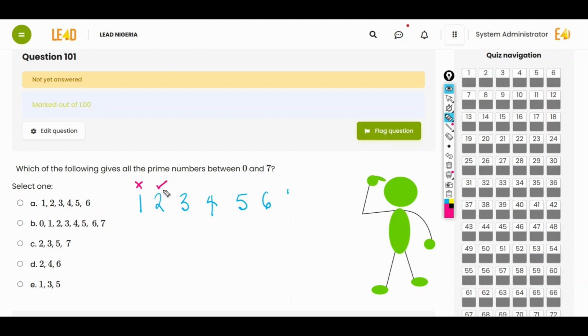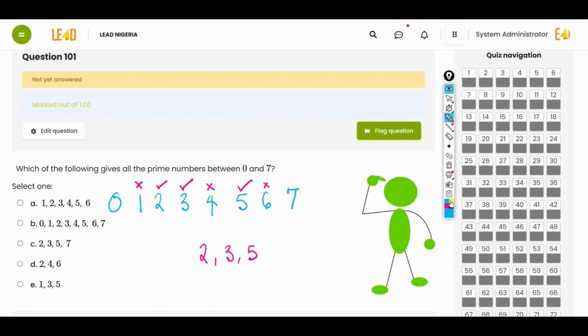2 is a prime number because the factors are only 1 and 2. 3 is a prime number because the factors are only 1 and 3. 4 is not a prime number because it has the extra factor of 2. 5 is a prime number because it can only be divided by 1 and 5. 6 is not, because it can be divided by 2 and 3. So the correct answer should be 2, 3, and 5. But looking at the options now, it's obvious that when they said between 0 and 7, they included 0 and 7. So I've included 0 and 7 now.